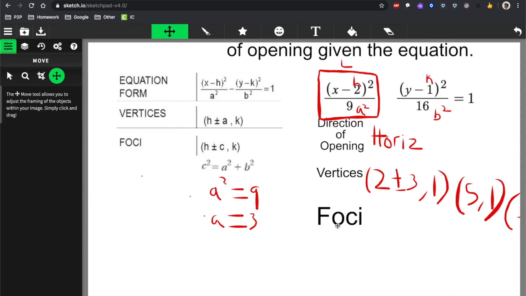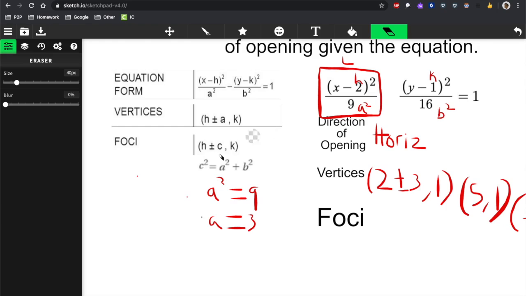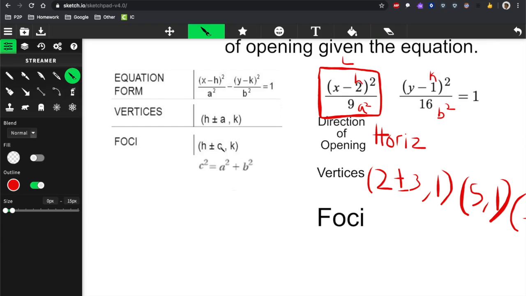So now that we have our vertices, let's move on to our foci. Our foci are a little bit more complicated because we have to solve for our c value, but it's still all in all pretty easy. Pretty simple in my opinion. So what we do is we have to figure out what our c value is. We already have our h, we already have our k, but we have to figure out what our c value is. So our c value equation is c squared is equal to a squared plus b squared. And just plug and chug from here.